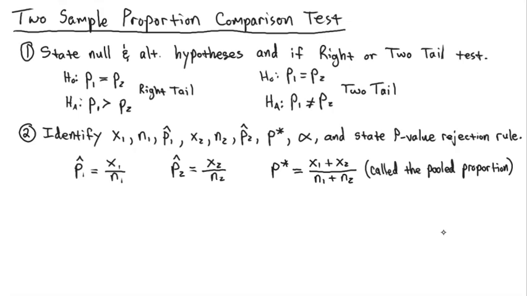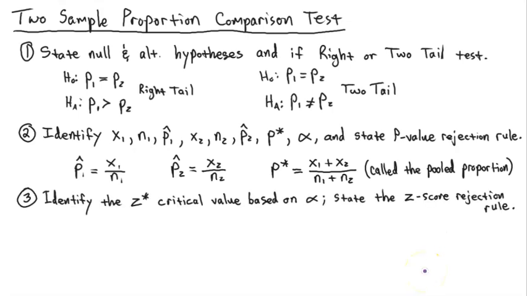It's very convenient. All right, in step 3, we're going to identify the Z star critical value. Now, you've already done this in the 1 sample hypothesis test, and then you did the T star in the 2 sample mean comparison test. That's all we're doing. We're going to go into NumWorks, we're going to go into the distributions, and we're going to get the Z star critical value.